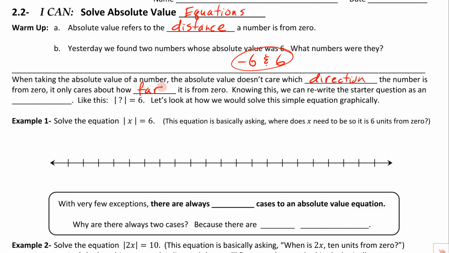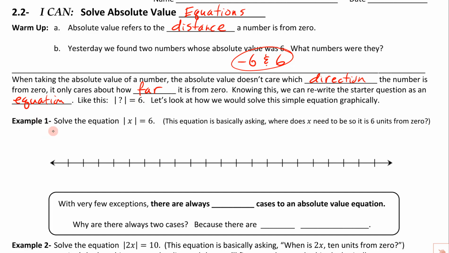So we care about how far it is from 0, not which direction it is, when we're talking about absolute value. Now, if we know and understand that, then we can rewrite this question up here as an equation. So we really want to be good at solving equations, and that's what we're going to do today. We're going to solve absolute value equations. So the way we would rewrite that question up here is we would say something like this. Question mark in absolute value is equal to 6. So the absolute value of some number is equal to 6. And we're going to take a look at how we can solve that on a graph.